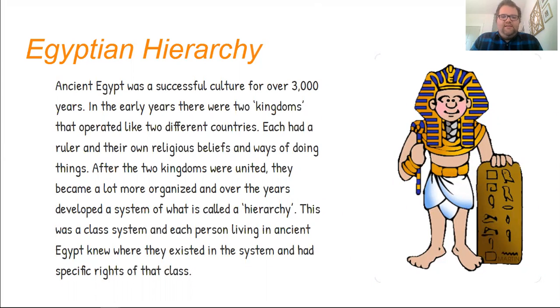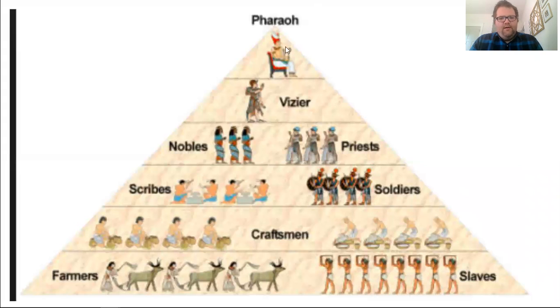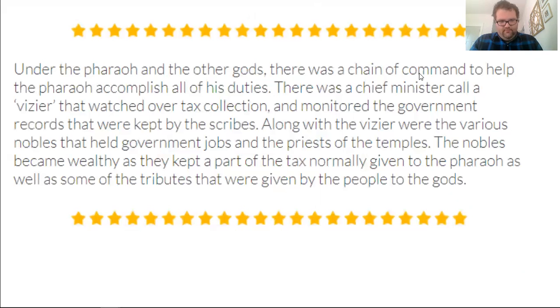This is a class system, and each person living in ancient Egypt knew where they existed in the system and had specific rights of that class. So we're going to look at these three classes first. The pharaoh was at the top, so he had all the rights, and he made a lot of the rules.